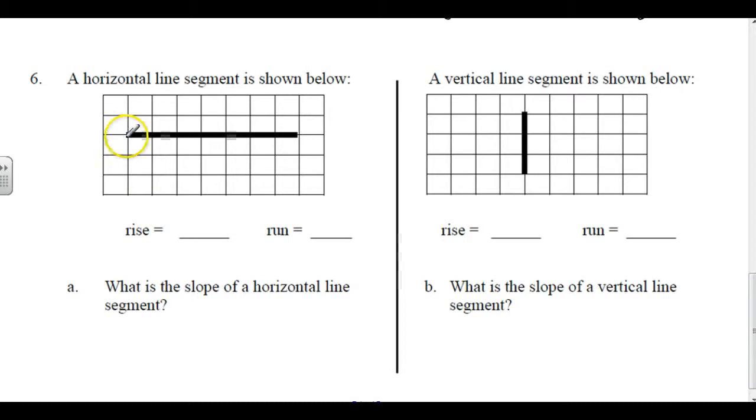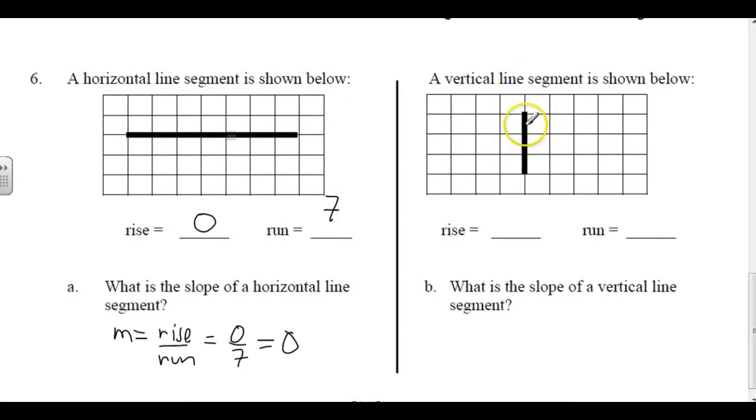Horizontal line segment. This rise, well, there is no rise. We have a rise of 0. The run is 1, 2, 3, 4, 5, 6, 7. Slope is rise over run, which is 0 over 7, which is 0. And here, so a horizontal line segment has a slope of 0 because there's no up or down.